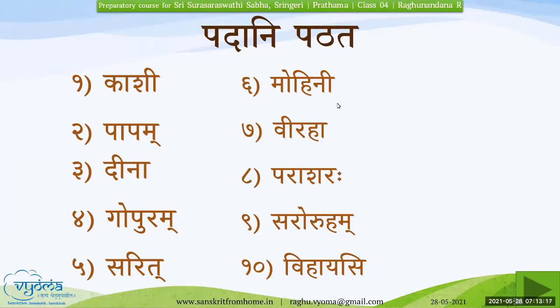So I will talk about a few of the words in this slide to make note of. For example, the seventh one, Veeraha, is there. And we'll also take the eighth one, Parasharaha. What is the difference between the words ending with a Visarga, Raha? Say for example, Ramaha we will take, or one more word, Veeraha, as in warrior.